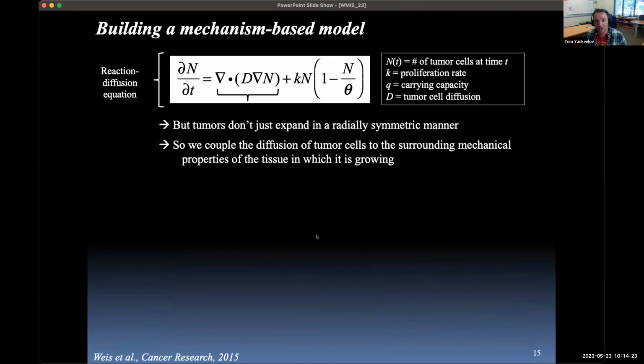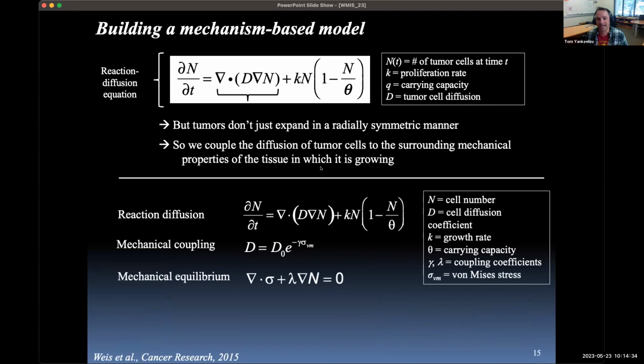totally happy to. So here is the repeat of the model before. Tumors don't expand, maybe I am going to go into this. Okay, tumors don't expand in a radially symmetric manner. What we do is we couple it to the surrounding mechanical properties. Okay, so we're all going to talk about it. So here's this D right here. It's the same D that's up here.